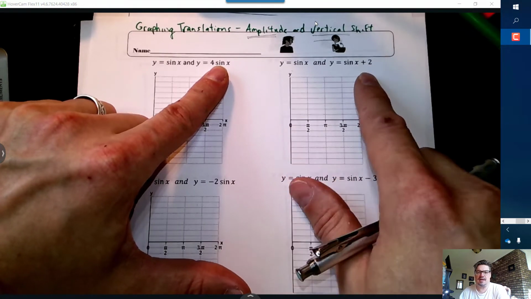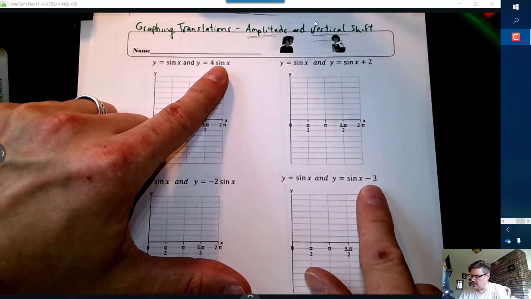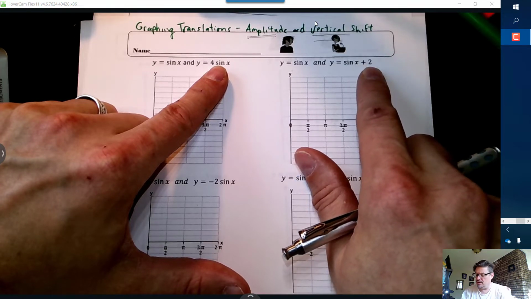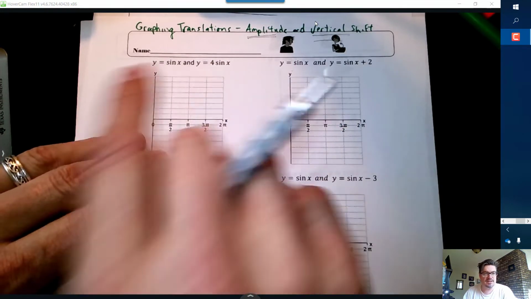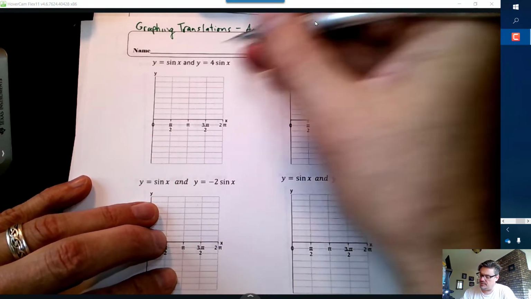Now, if it's attached on the back, it could also be negative as well. Okay, it could be negative. This just means that it would drop down. This means it's going to go up. Okay, this amplitude is something different altogether. So let's see how this works. Let's do the amplitude first.